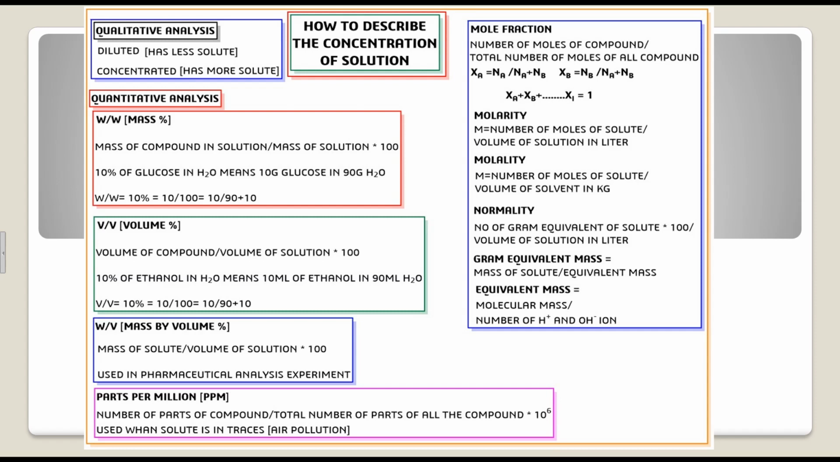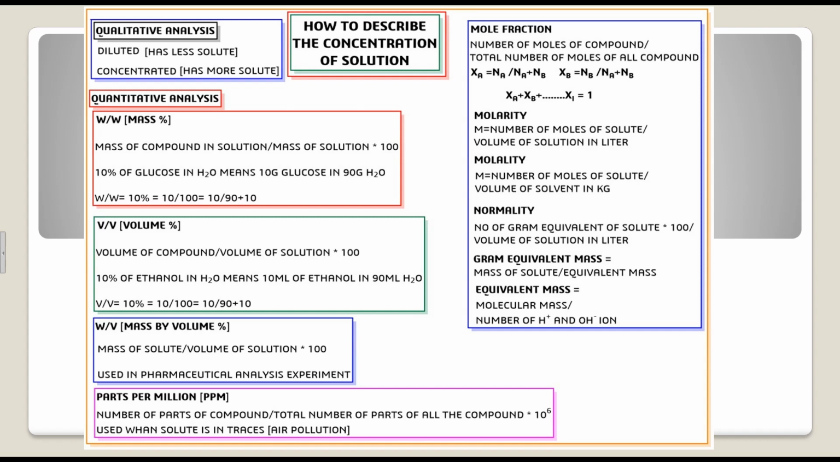Through quantitative analysis, we can express the concentration of a solution through W by W, which means weight by weight. That means mass of compound in solution divided by mass of solution into 100. For example, 10% of glucose in water means 10 gram of glucose in 90 gram of water. That is the meaning of weight by weight. The same formula is applicable to the others. For volume by volume, it is volume of compound divided by volume of solution into 100. Example, 10 percent of ethanol in water means 10 ml of ethanol in 90 ml of water.